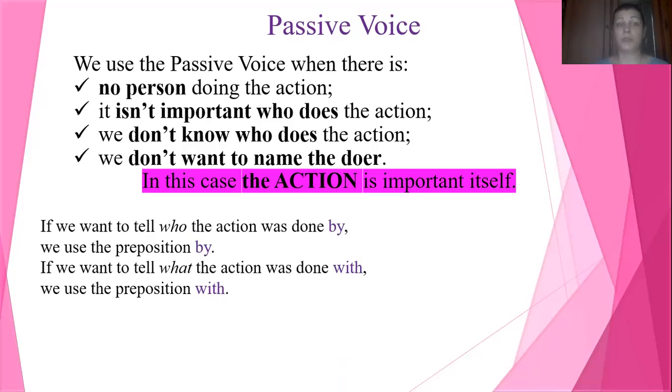If we want to tell who the action was done by, we use the preposition by. If we want to tell what the action was done with, we use the preposition with. Try to remember these rules. So, the formula for the passive voice is to be plus the verb in the third form if it is irregular, and with endings -ed if it is regular.